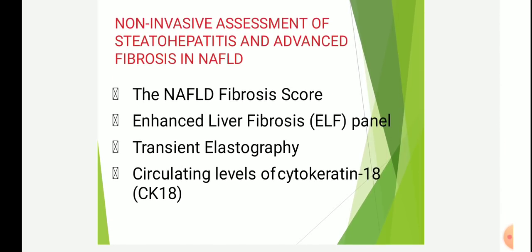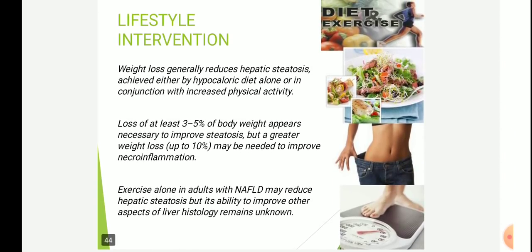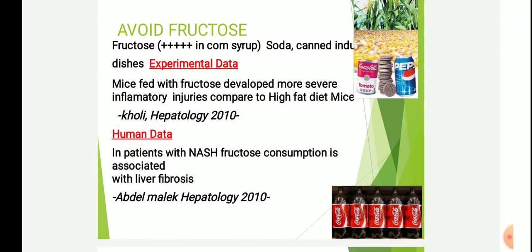So transient elastography, enhanced liver fibrosis, the fibrosis score, circulating level of cytokeratin 18, all these assays are very much helpful for diagnosis. Lifestyle intervention: low fatty food consumption, maintaining proper body weight, regular exercise and proper consumption of food. So a hypocaloric diet is always good for health. Avoid fructose, especially the juices, high calorie juices, the cokes, the pepsis and all that.